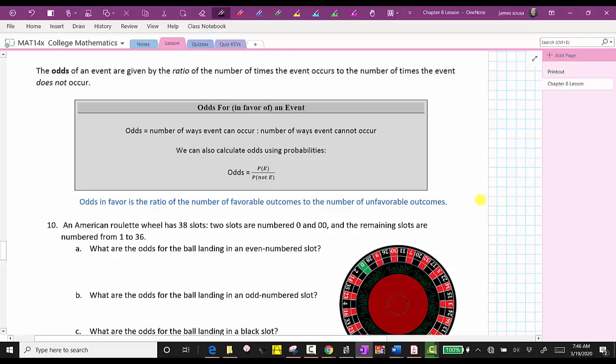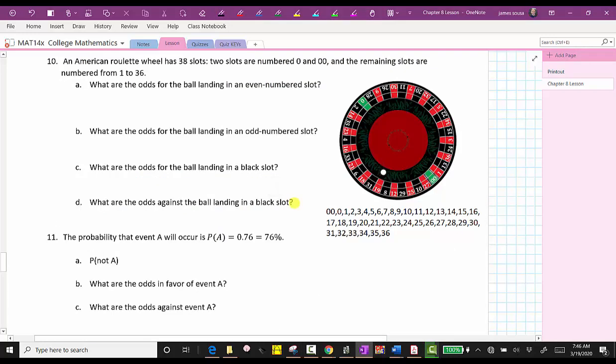And let's go back to the roulette wheel that we discussed earlier. For an American roulette wheel, there are 38 slots pictured here. The wheel spins around. There's a ball bouncing around. As the wheel slows, the ball lands in one slot. And again, there are 38 slots. 2 slots are 0 and 00, which are green. The remaining 36 slots are numbered 1 through 36, half are black and half are red. I listed all the numbers shown here below.